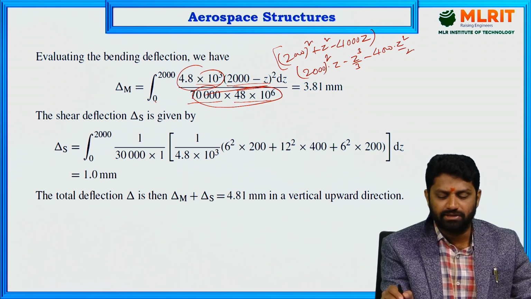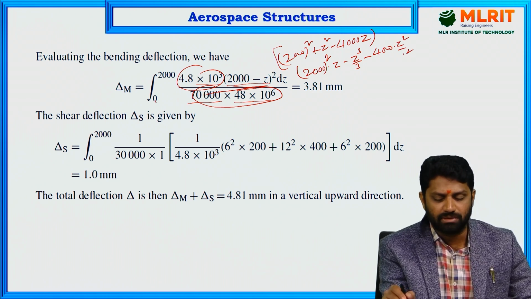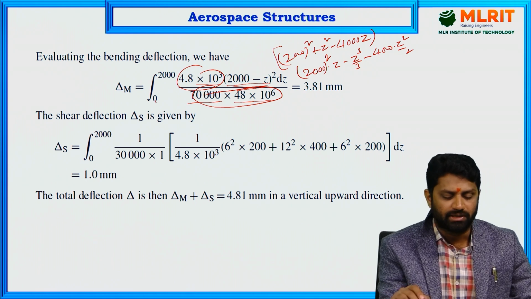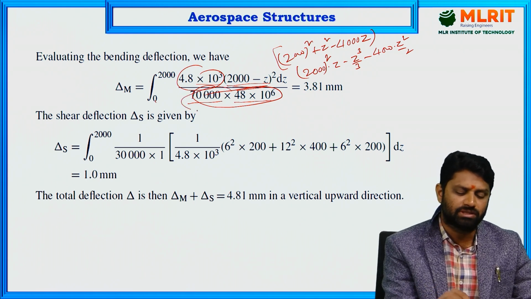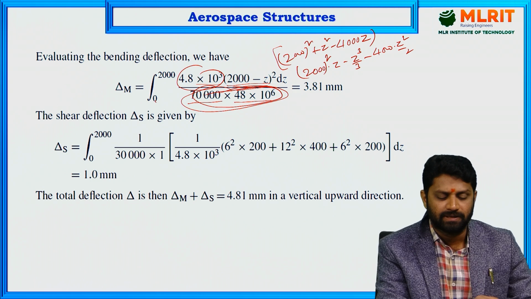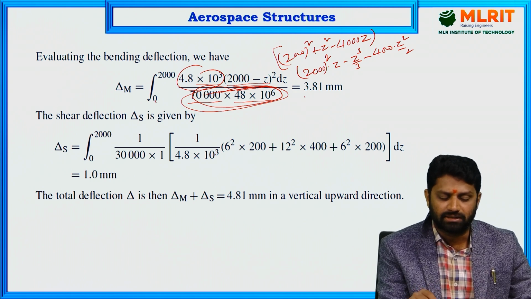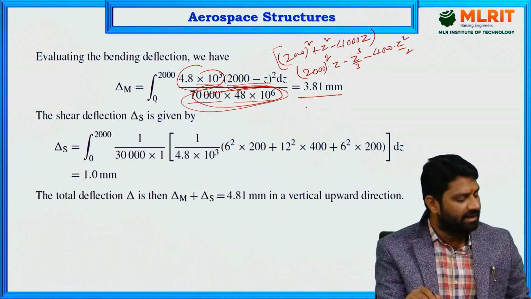Then you can substitute the upper and lower limits, that is 0 to 2000, and divide by 70,000 into 48 into 10 power 6, and then you are going to get the deflection as 3.81 mm. So this is the bending deflection.